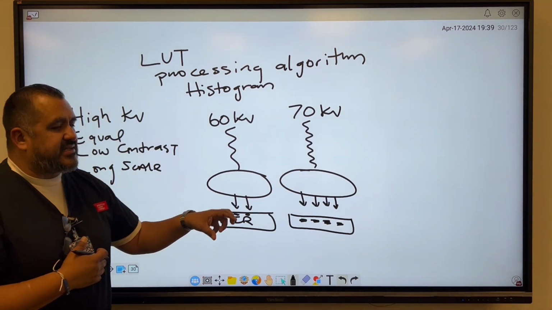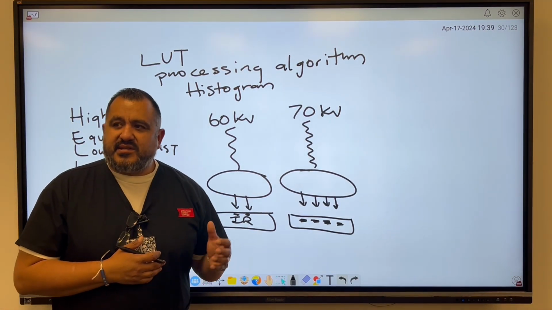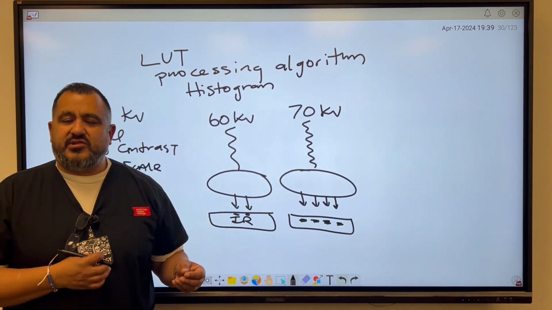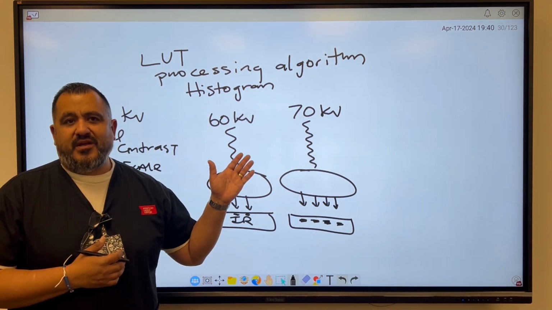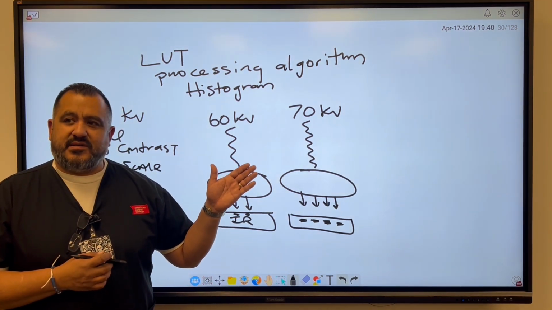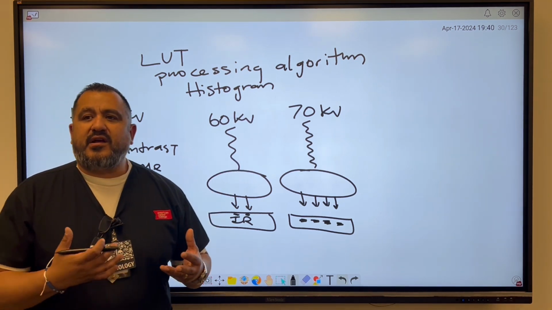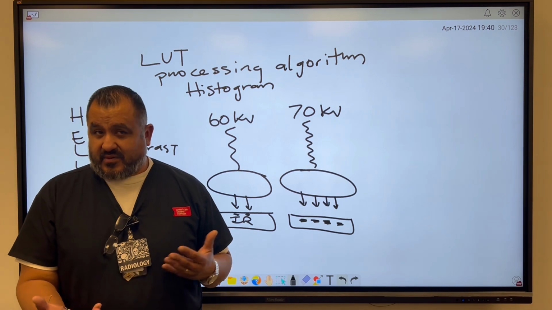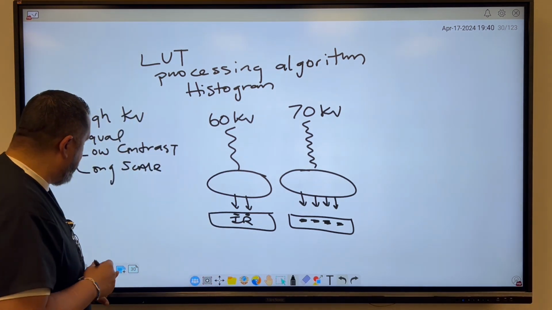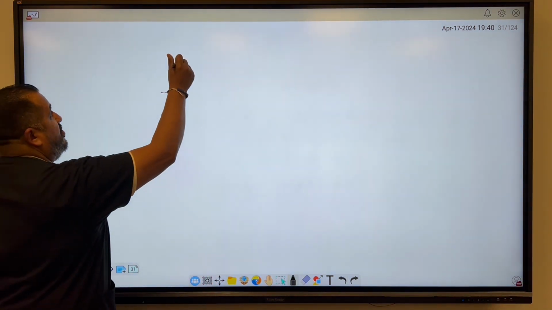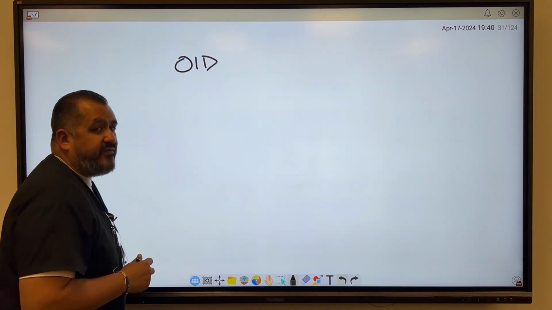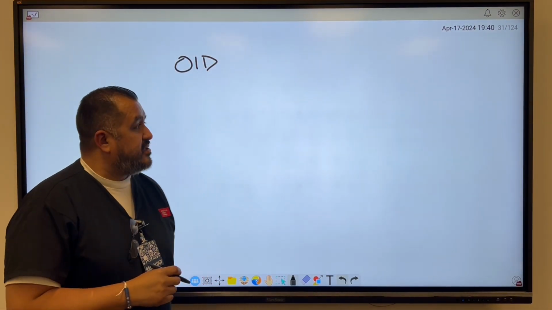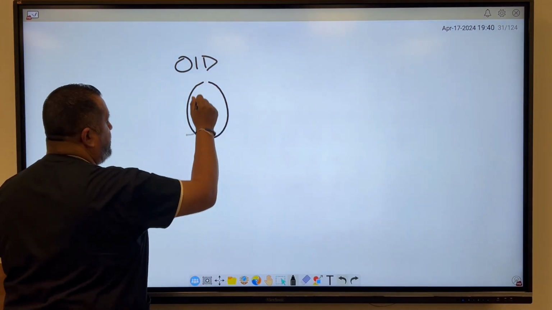So again, it's going to influence the image, but it's not going to be the controlling factor for the image in terms of digital. It used to be for film, but it's no longer the case for digital systems. Now, other things that affect contrast are going to be OID and grids, right? So let's go through that really quick. OID affects contrast as well. So I'll give you an example.